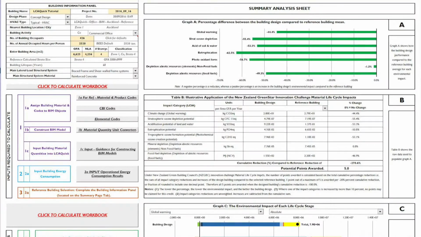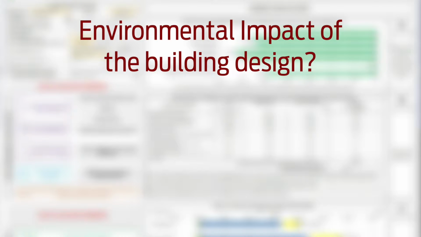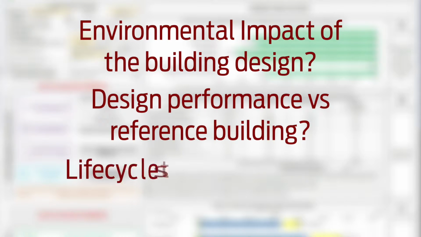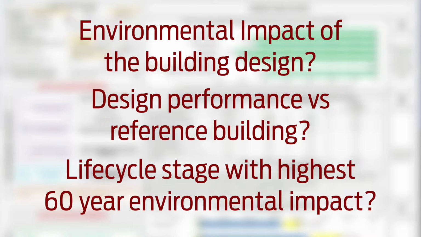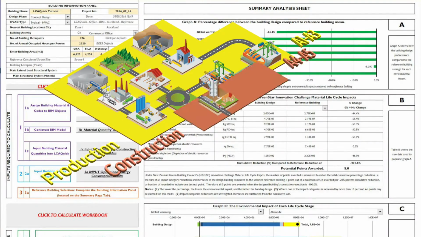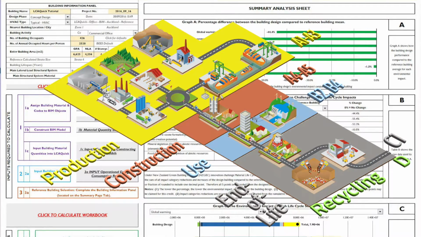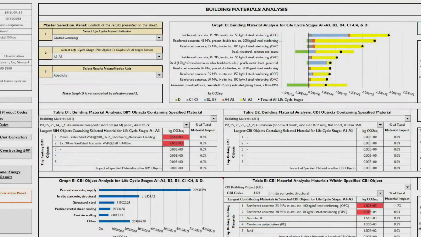These graphs and table can be used to answer such questions as what the environmental impact of the building design is, does the design perform better or worse than the reference building, and which life cycle stage is contributing the highest environmental impact over a 60-year lifespan. Answering these types of questions helps to identify the areas, e.g. the life cycle stages and impact indicators, where environmental reductions can be made. Further analysis in the other two result analysis sheets assist in refining the changes that must be made.